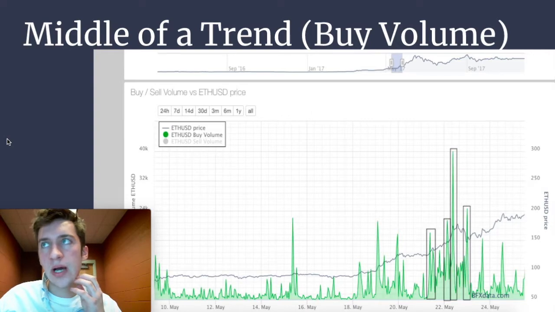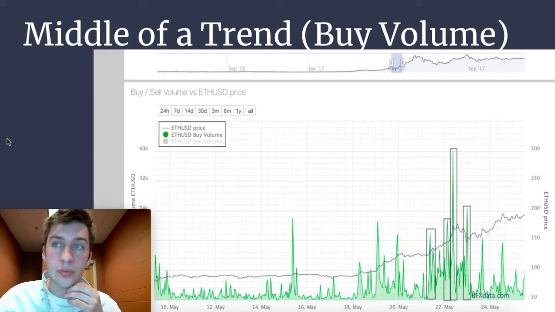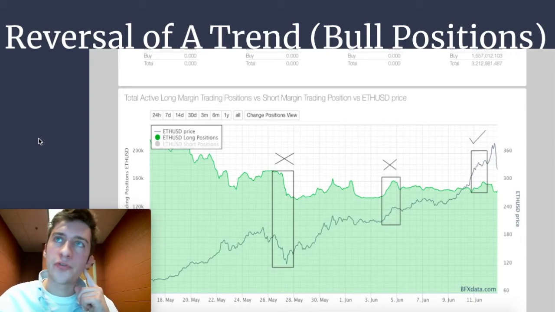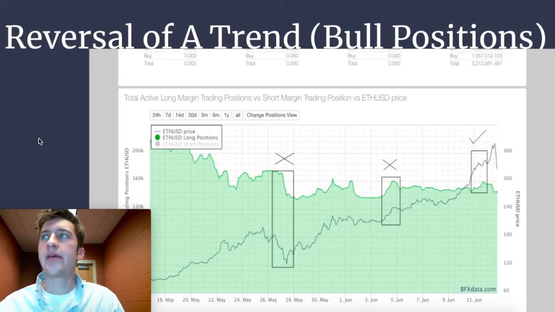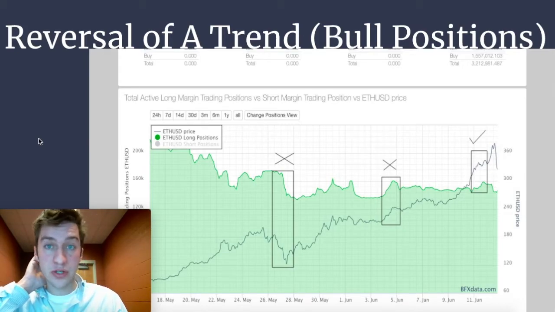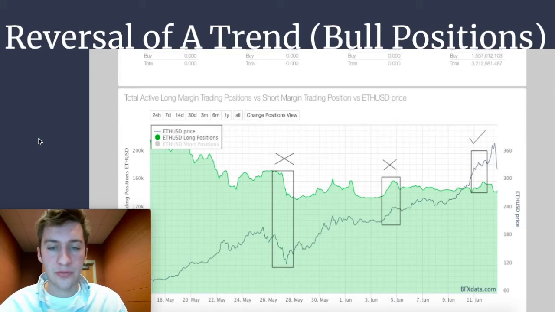Now let's talk about what a lot of traders are looking for, which is reversal trading, and what defines a reversal. Okay, so reversals are hard to spot. I would say a breakout is easier to spot than a reversal, and I would say continuation or middle of a trend is much easier to spot than a reversal. I'm going to show you guys exactly why.